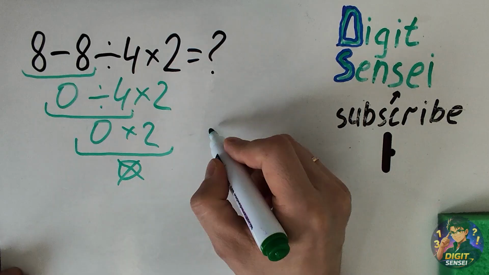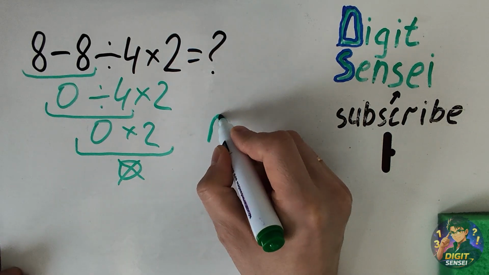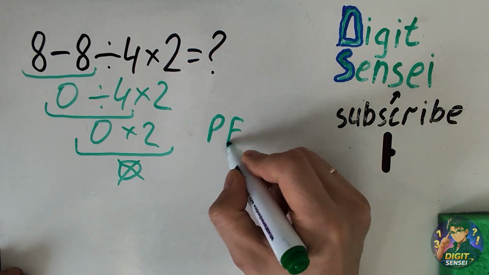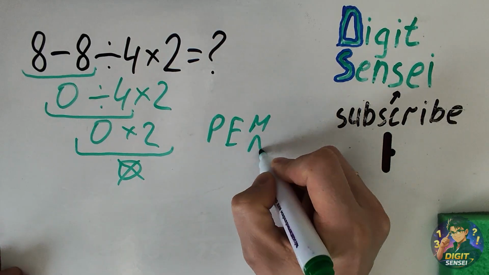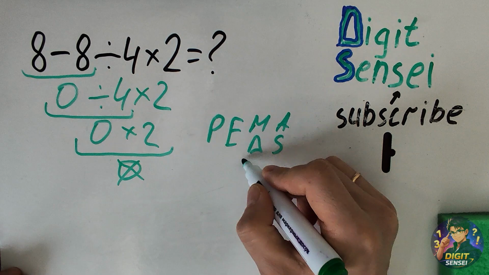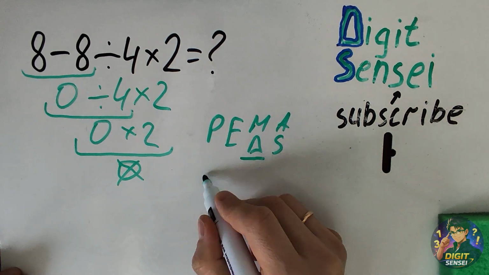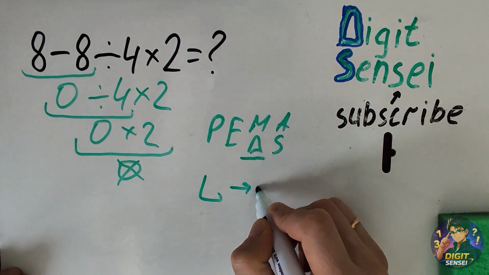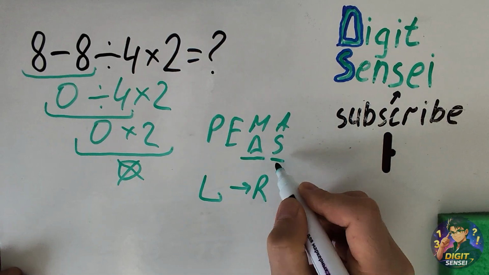Because according to the order of operations, first we have to do parentheses, then exponents, then multiplication or division, and finally addition or subtraction. Remember that multiplication and division have equal priority and you have to go from left to right. And the same applies to addition and subtraction.